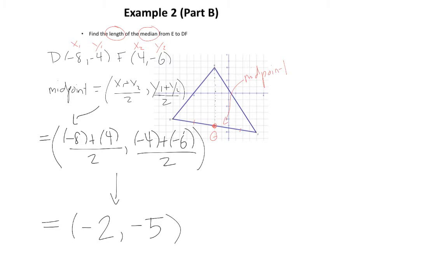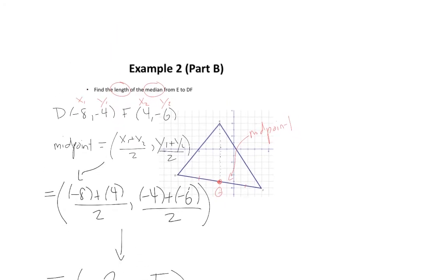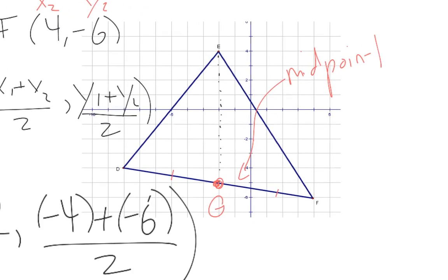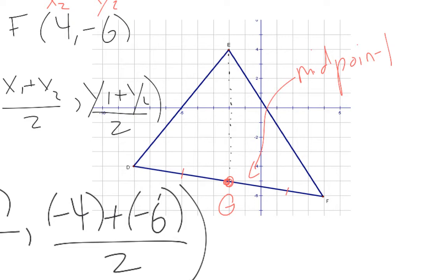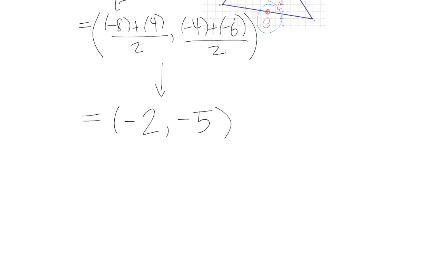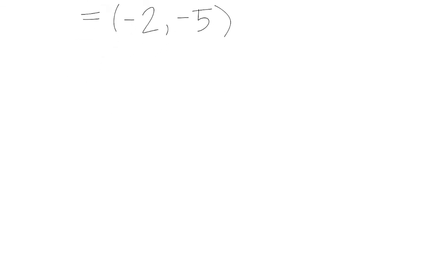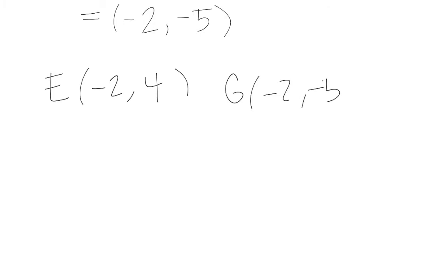Now that we have the coordinates of our midpoint, which we've named G, all we need to do now is take the coordinates of E and G and plug that into the equation we just learned today, which is the length of a line segment. I'm going to show you some of the work for that. So let's go over here. The 2 points that we're looking at are E, which is -2 and 4, and our midpoint, which I've named G, and that is -2 and -5.